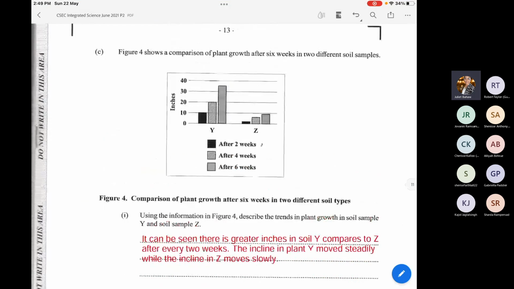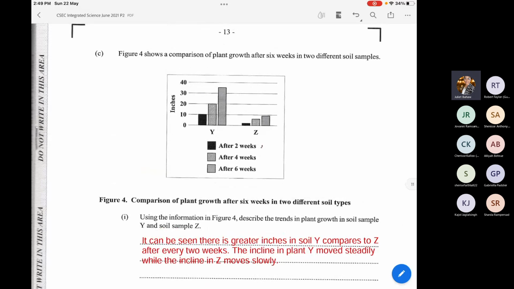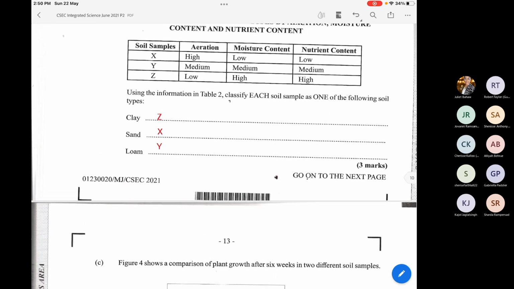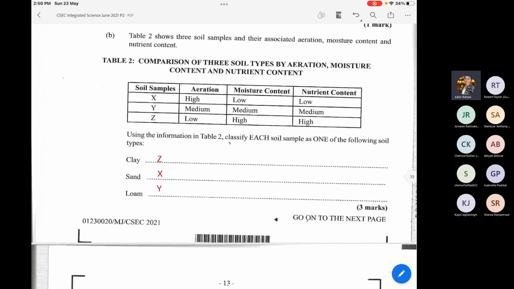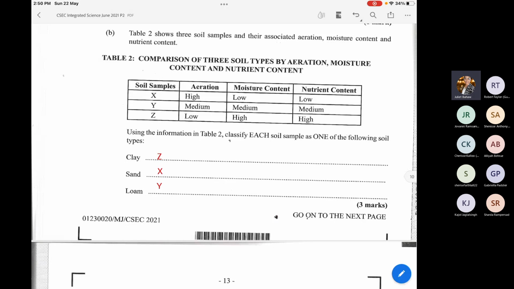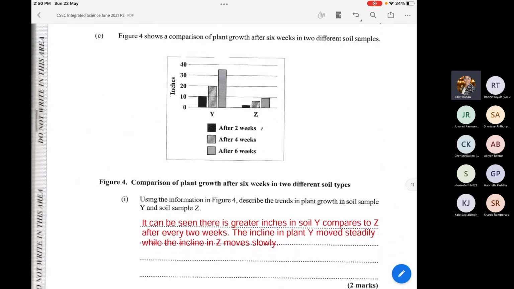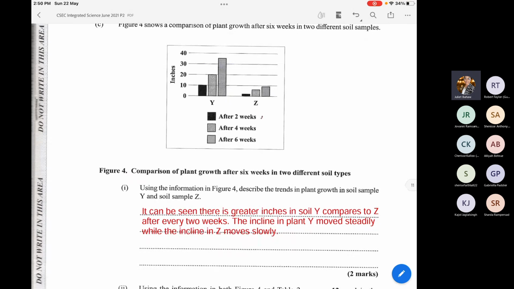Part C. Figure 4 shows a comparison of plant growth after 6 weeks in 2 different soil samples. So they give you Y and Z. And every 2 weeks, you're seeing some changes. Right? And this was from Y and Z. Since Y is loam, you notice Y has greater inches, it's higher. So the plant grew higher in Y.